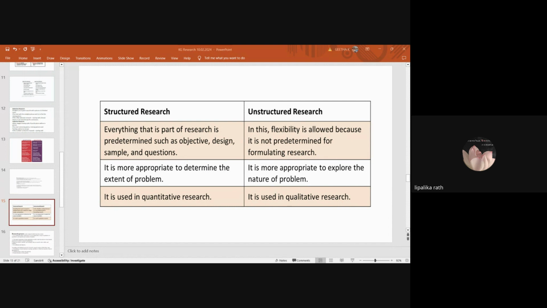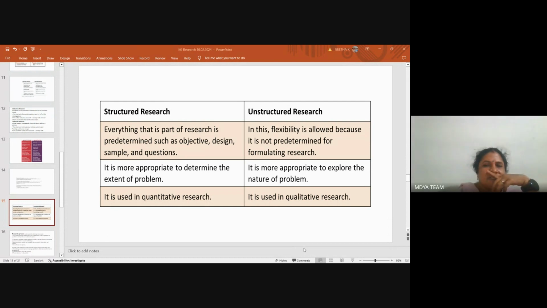Okay, ma'am. Means structured research has to be applied in quantitative research. Yes. In other words, you will be using structured research in quantitative research. Are you understanding what I'm trying to say? Yes, yes, ma'am. Getting, ma'am. Okay. Thank you.